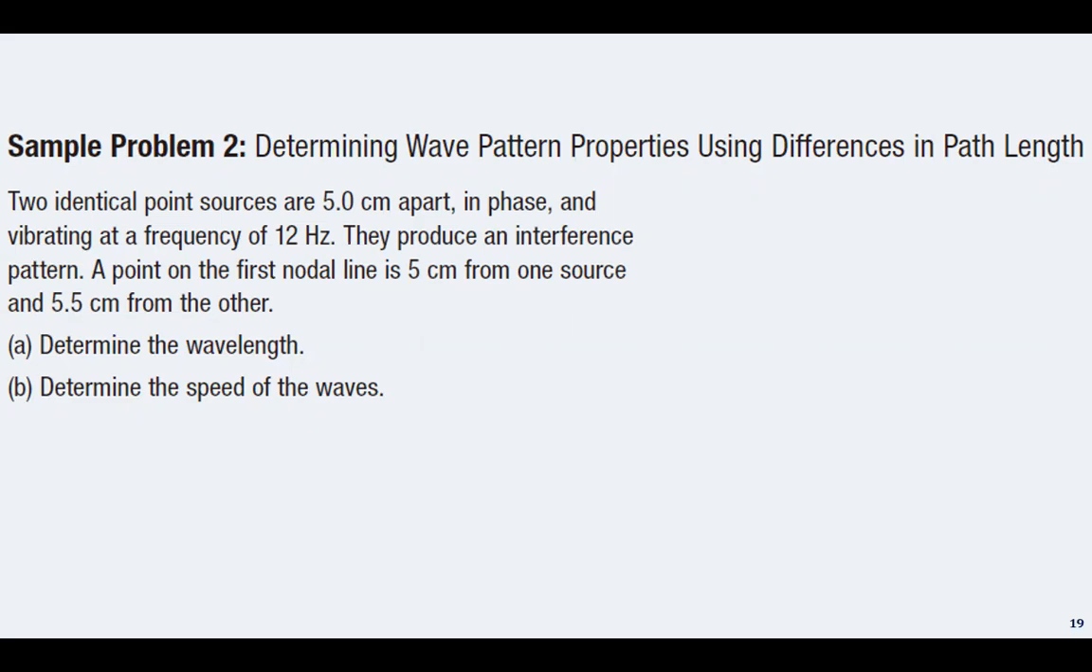Question A, can you determine the wavelength according to the given information here? Question B, determine the speed of the waves. We recall that the speed of a wave equals the wavelength times the frequency, right? So if you know the wavelength and its frequency, which is given information, then we can find the speed of the wave. So the key is to solve the wavelength of this wave.